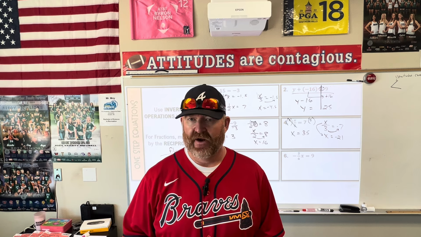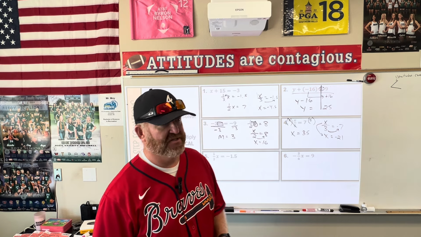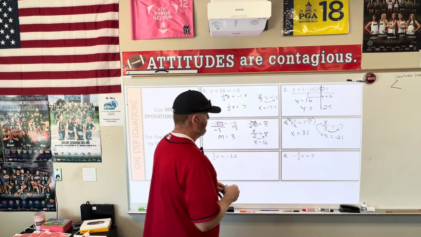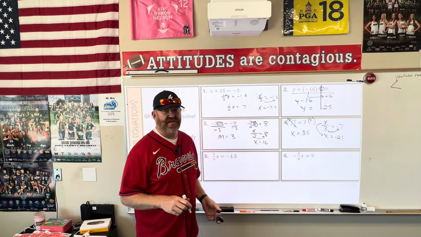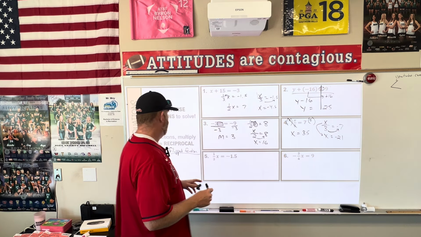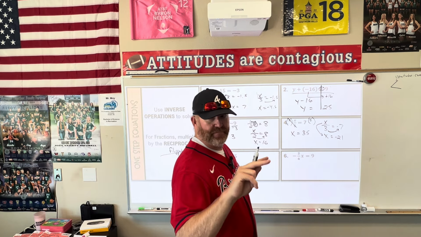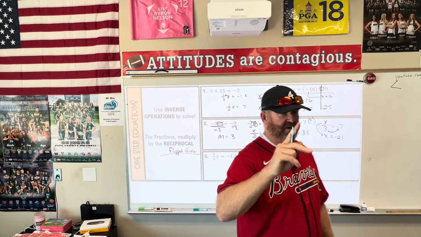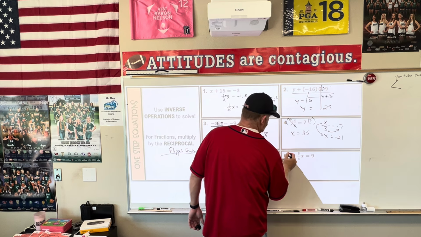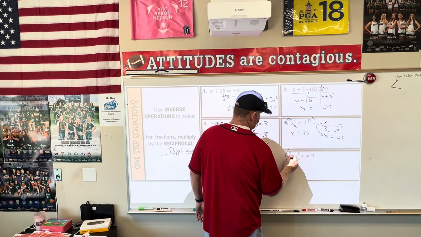Everybody good? All right, make sure your calculator's turned on because you're going to want it for this problem. All right, here we go. Negative 3/4 x equals 9. So now we've got to multiply by the reciprocal. What's a reciprocal again? I'm going to flip the fraction. So I'm going to multiply times negative 4 over 3.